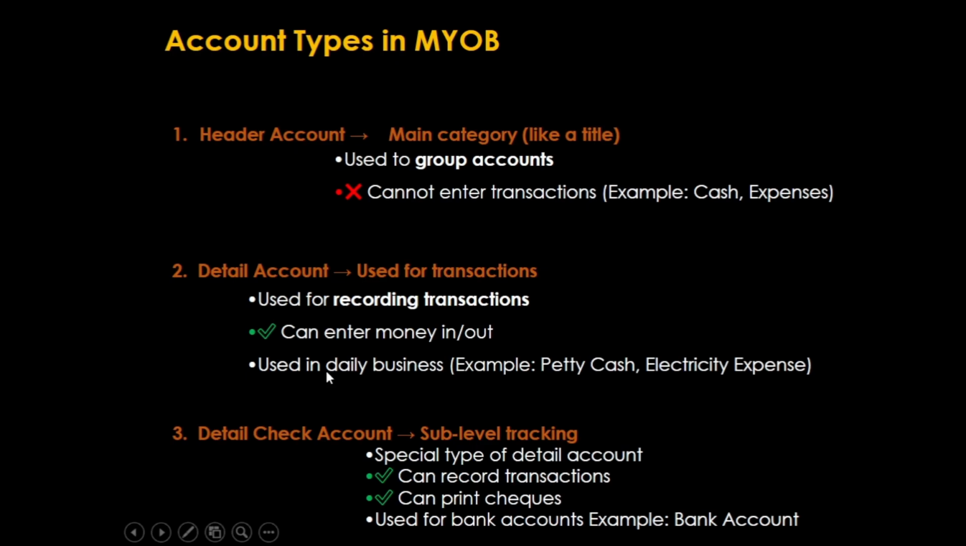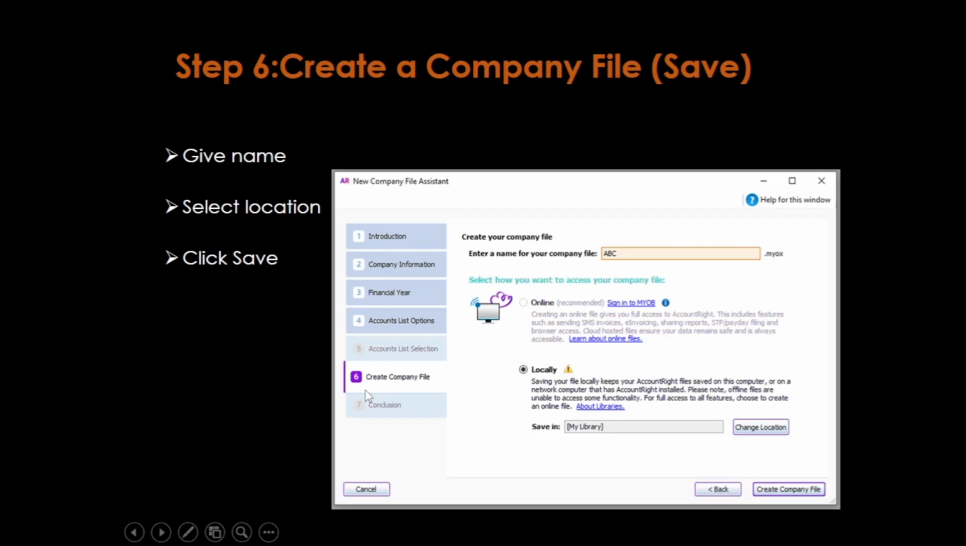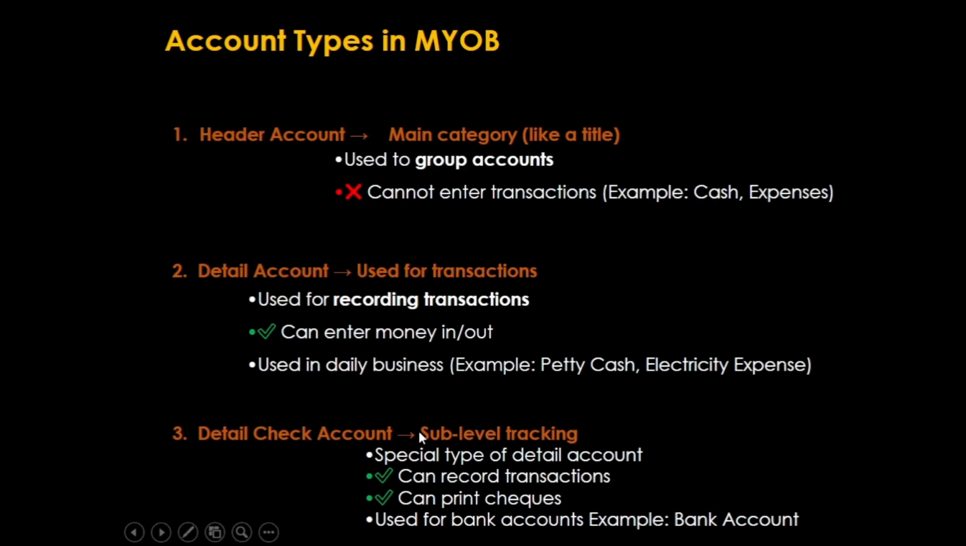Detailed check account is next type. Simply when we compare two of them, it's simply close to detail account, but it has a main difference within them. It's sub-level tracking. It's also sub-level tracking. Especially special type of detail account.